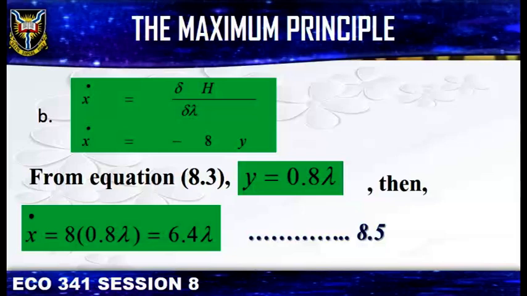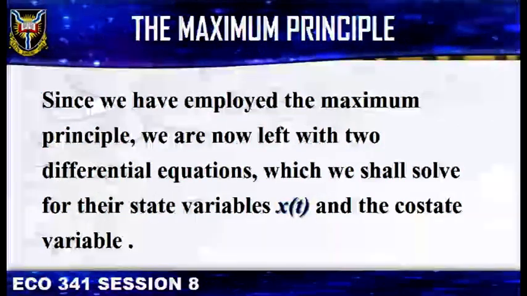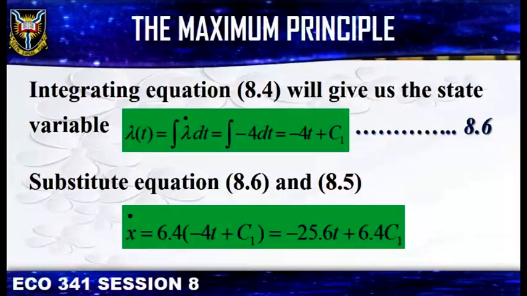Since we have employed the maximum principle, we are now left with two differential equations which we shall solve for the state variable x as a function of t and the co-state variable lambda as a function of t. Integrating equation 8.4 will give us the co-state variable: lambda of t is equal to the integral of lambda dot dt, which is equal to the integral of minus 4 dt, which is equal to minus 4t plus c1. Equation 8.6.